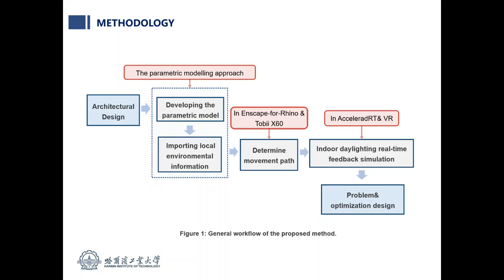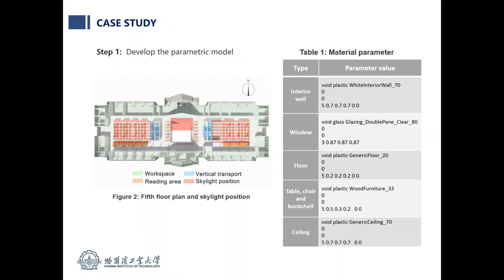We conduct a case study to prove the applicability of the proposed method. The study takes Changchun University of Technology's library in Jilin Province in China as an example. The terrain around the building is flat, and there is no shelter from tall buildings. Figure 2 shows the fifth floor plan of the building and the arrangement of skylights.